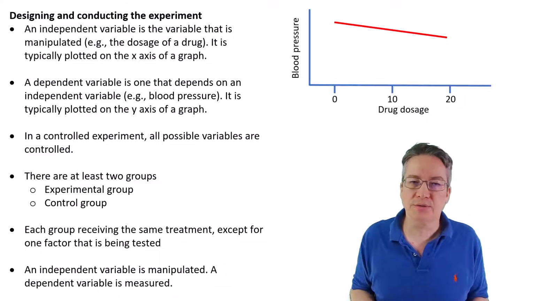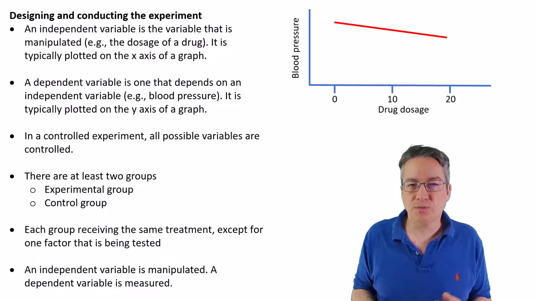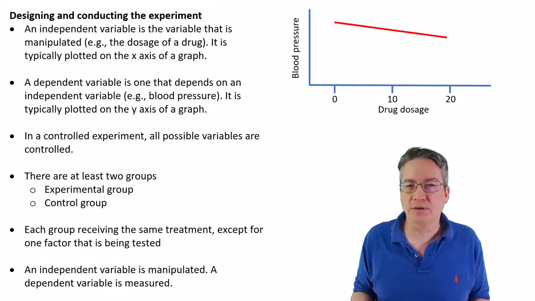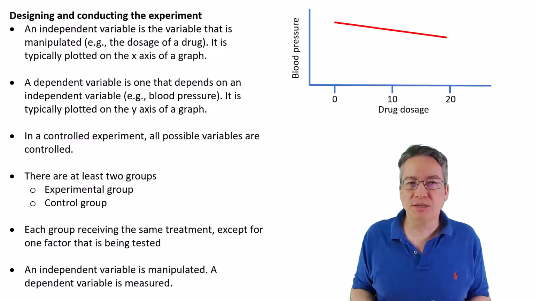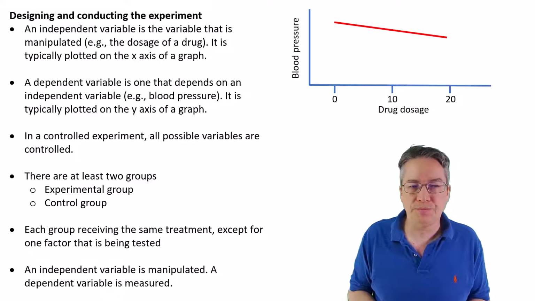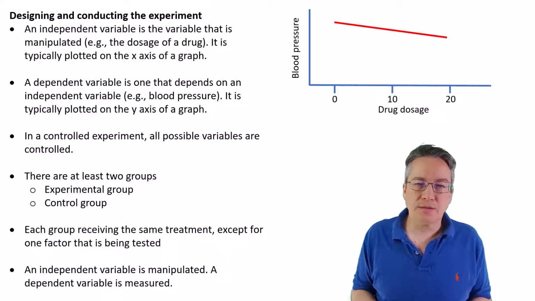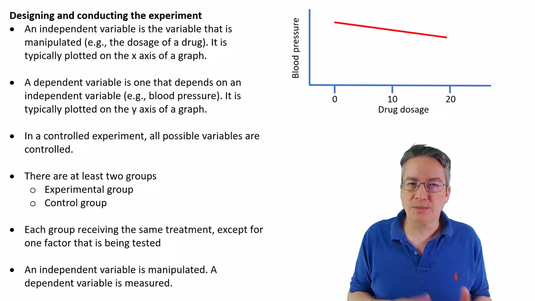And that's actually shown here in this graph. We have the control group that's given a dosage of 0 for the drug, and then two experimental groups, one that's given a dosage of 10 and another that's given a dosage of 20. To keep things simple, I'm just going to discuss things as if there's just two groups, an experimental group and a control group. Now, each group will receive the same treatment except for that one factor being tested. Again, it's a controlled experiment, so the only thing we're going to vary is the drug dosage. So again, an independent variable is the one that's being manipulated, and the dependent variable is the one that's measured.